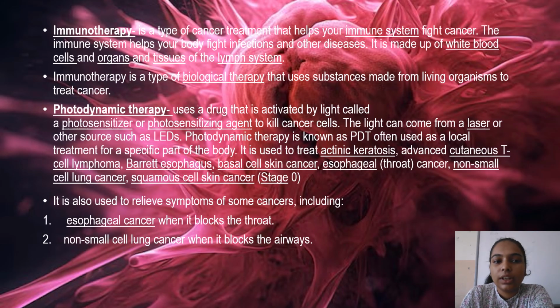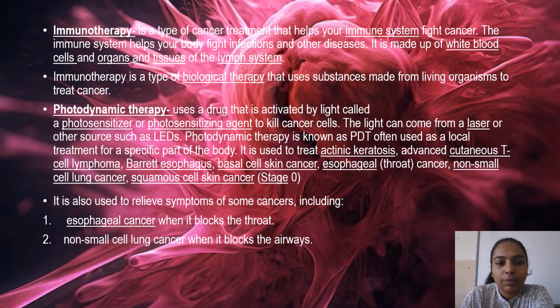Next is immunotherapy, which is a type of cancer treatment that helps your immune system fight cancer. The immune system helps your body to fight infections and other diseases, and is made up of white blood cells, organs, and tissues of the lymph system. Immunotherapy is a type of biological therapy that uses substances made from living organisms to treat cancer.